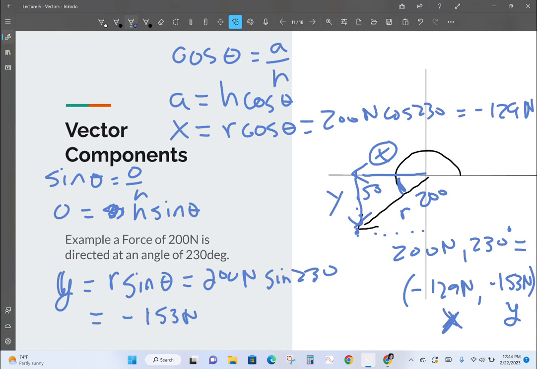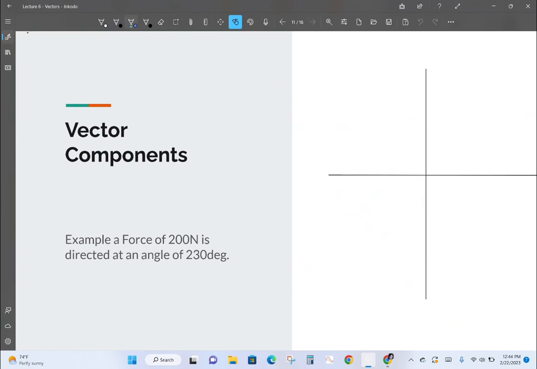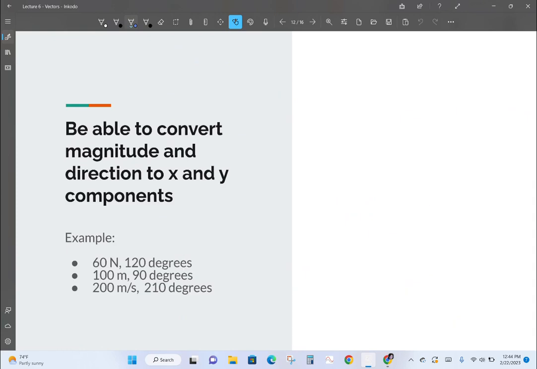Same vectors. So every vector has an x and a y component. So one thing that you need to be able to do is, if I give you the magnitude and the direction of a vector, you should be able to find its x and y. So remember that x equals r cosine theta and y equals r sine theta.